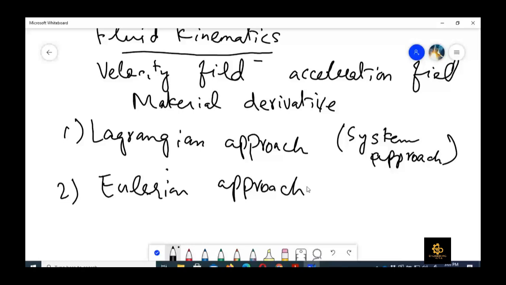But if you travel on a road and there is some traffic police sitting with a speed gun, they are going to record your speed when you approach them. So that is the Eulerian approach. So the Lagrangian approach is the speedometer of your vehicle, and the Eulerian approach is the speed gun which is being used by traffic police to record the speed of your vehicle. That is the difference between the Lagrangian and Eulerian approach. We also call it the control volume approach.